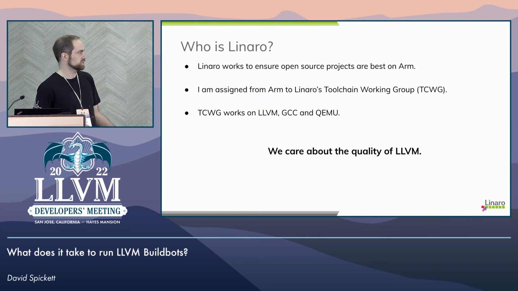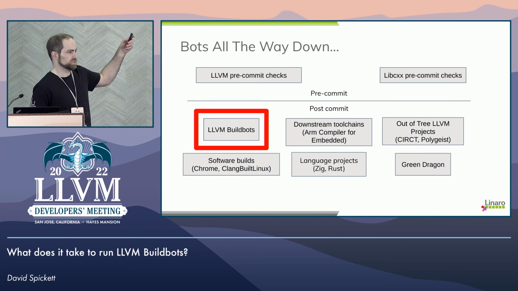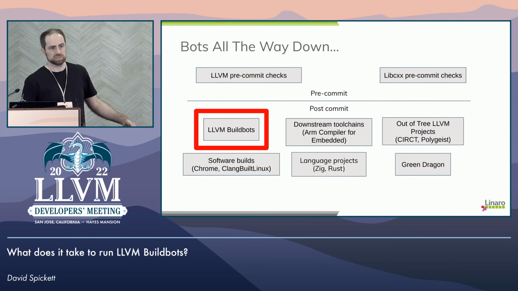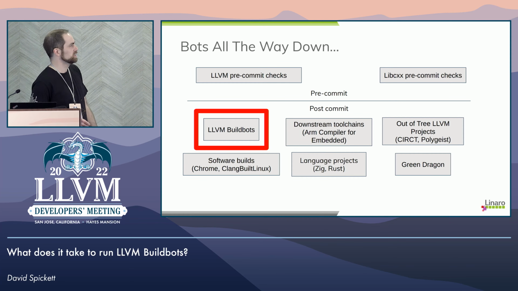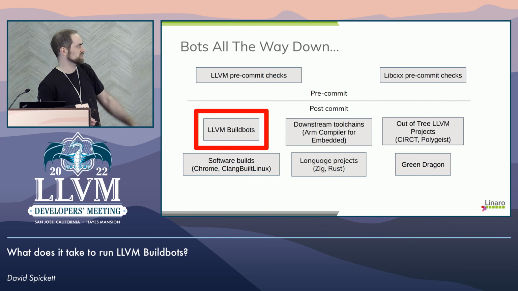So for today, the point is we care about the quality of LLVM. And one of the ways we do that in the LLVM community is just to build LLVM in a lot of different ways, run a bunch of tests. So this is a bit of the universe of testing that goes on. We're just going to look at the bit in the red box.